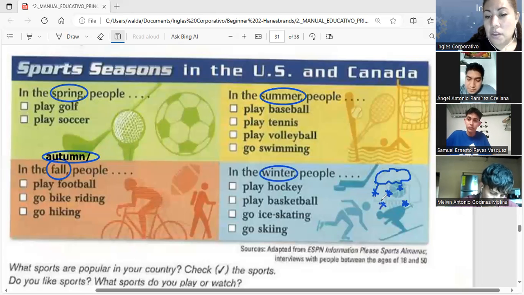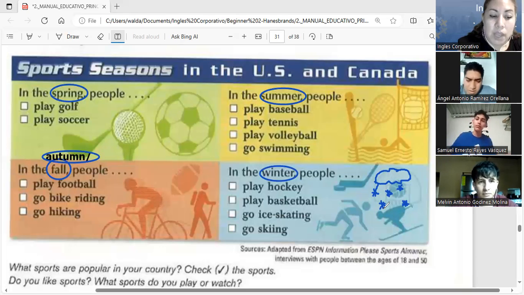Okay. Do you have any questions about this vocabulary? Any questions about this vocabulary? No. Are you sure? No questions? Okay.